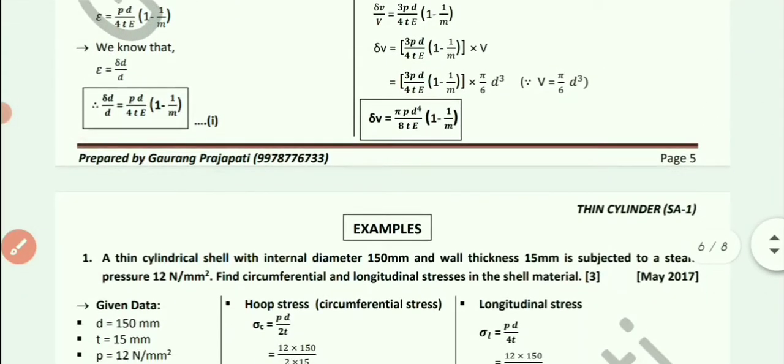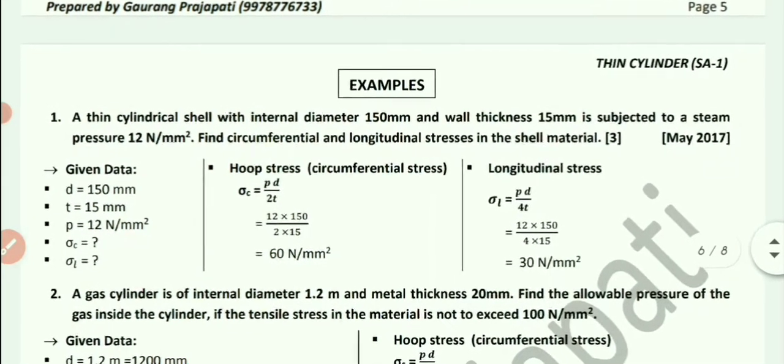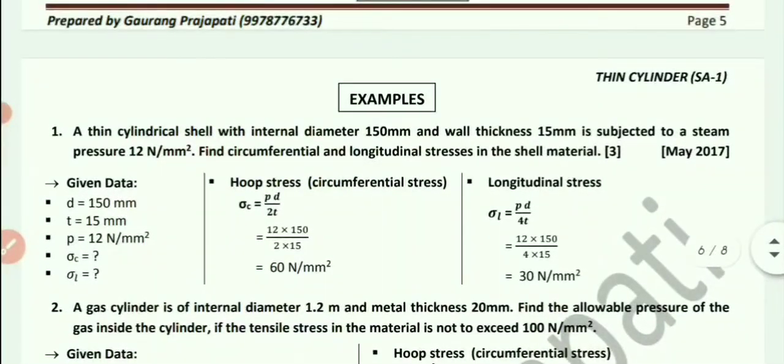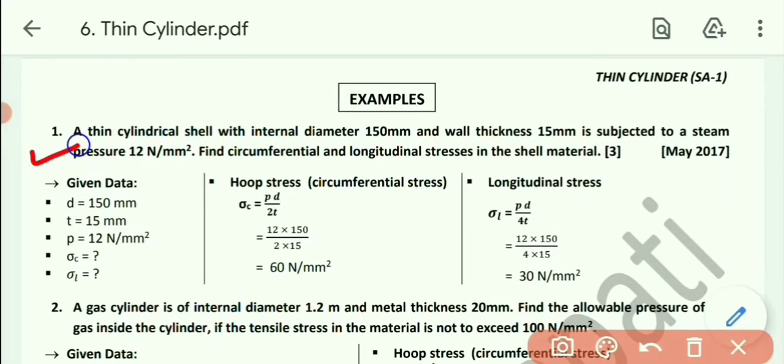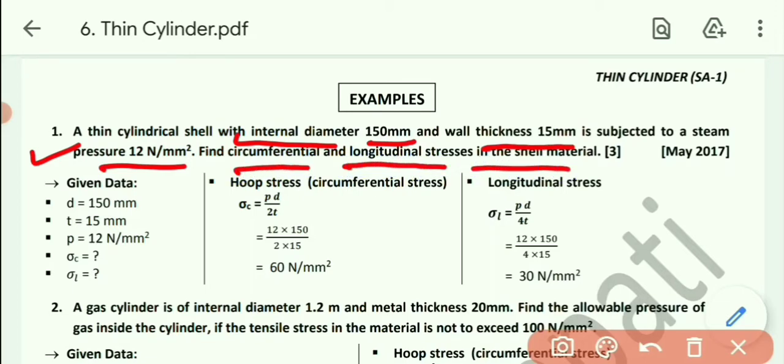Okay, so now let's solve the examples. The first example: a thin cylindrical shell with internal diameter 150 mm and wall thickness 15 mm is subjected to a steam pressure of 12 Newton per mm square. Find circumferential and longitudinal stresses in the shell material. It has been asked for 3 marks, May 2017.